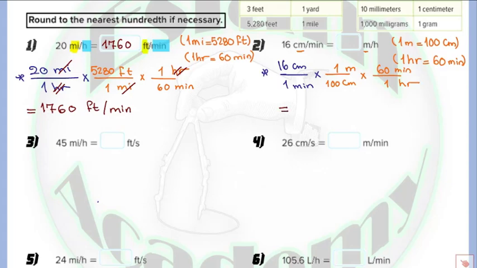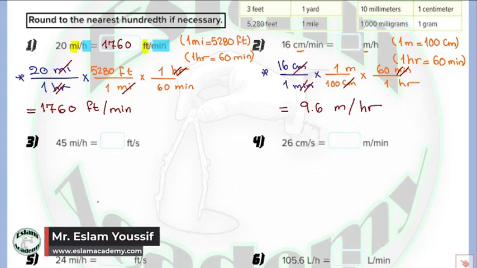Now you can solve. By multiplying, you will find that the answer will be equal to 9.6. Just look at the unit that we have. Cancel centimeter and centimeter. Minute and minute. You will find that the only unit that we have up is meter. And the only unit that we have down is hour. And that will be the required. So the answer now will be equal to 9.6.